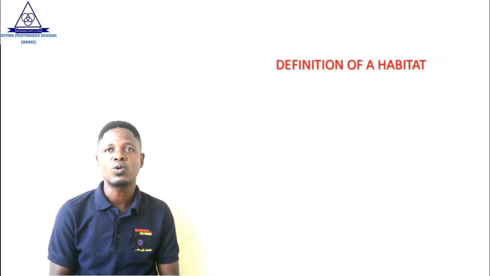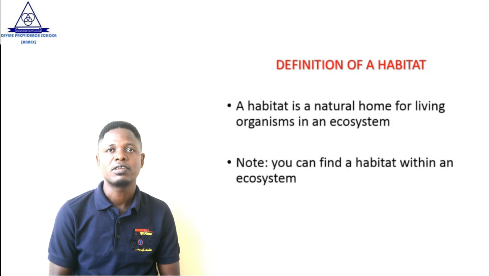So now you know the definition of ecosystem. We quickly move on to the definition of a habitat. What do we mean by habitat? A habitat is a natural home for living organisms in an ecosystem. Now take note of this. You can find a habitat within an ecosystem. You saw an ecosystem in the picture that we showed from the screen. Now, you can find a habitat within an ecosystem.